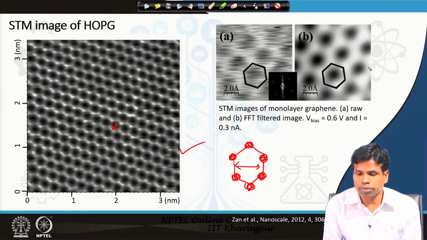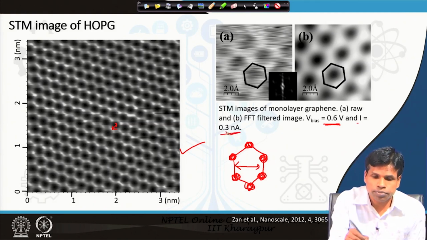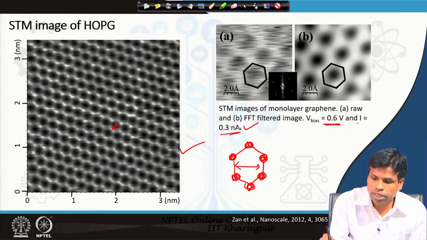And this is a monolayer graphene showing the hexagons with a bias voltage, as you see, 0.6 volt and current 0.3 nanoampere. At a constant current of 0.3 nanoampere, it is measured in the graphene case.